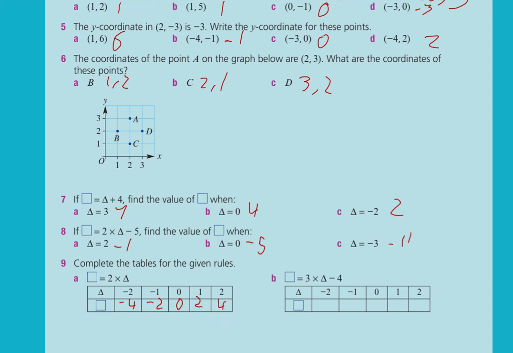And this time it's going to be multiplied by 3 and then minus 4. 3 times minus 2 is minus 6. Take 4 is minus 10. 3 times minus 1 is minus 3. Take 4 is minus 7. And you see again, I can see that it's going up by 3 every time. So that's going to continue. Minus 4, minus 1, and 2.